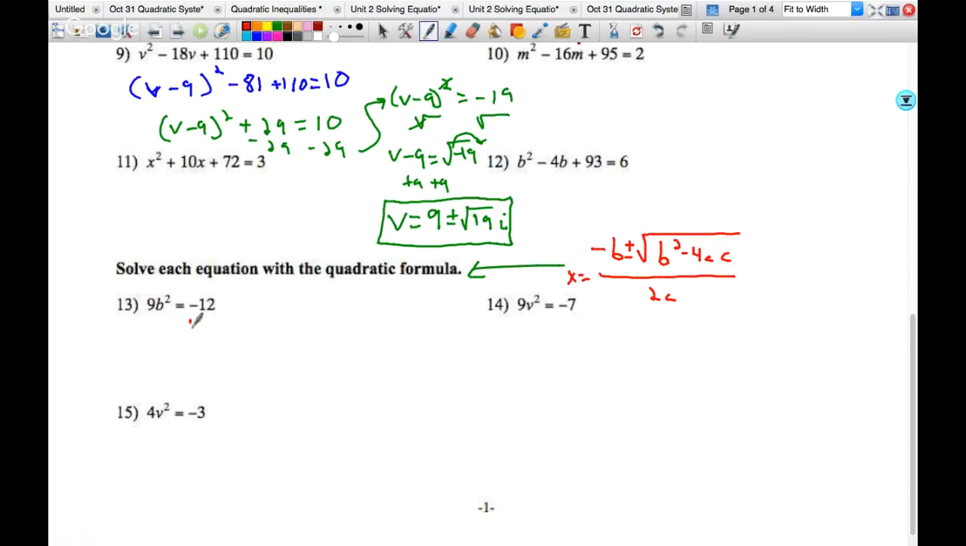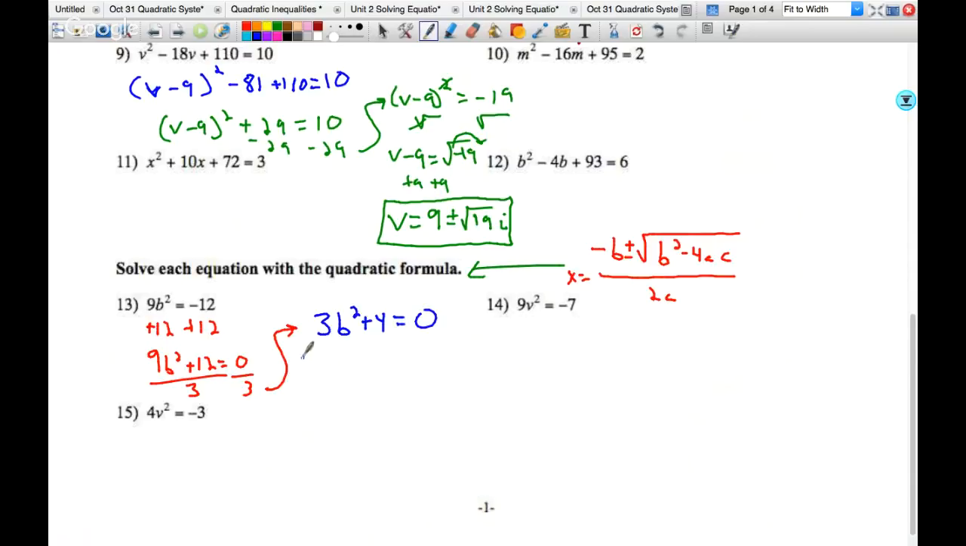Number 13 is not in standard form. I need to get one side equal to 0, so I add 12 to both sides. Now I've got 9b squared plus 12 equals 0. I'm going to divide both sides by 3 to make my life a little bit simpler. So if you've got a common factor, might as well divide it away so you're dealing with smaller numbers. This gives me the quadratic 3b squared plus 4 equals 0.